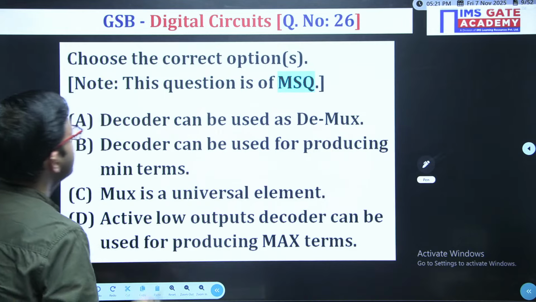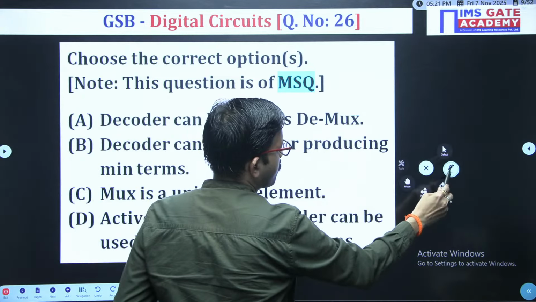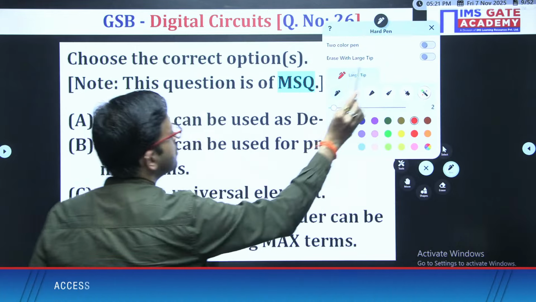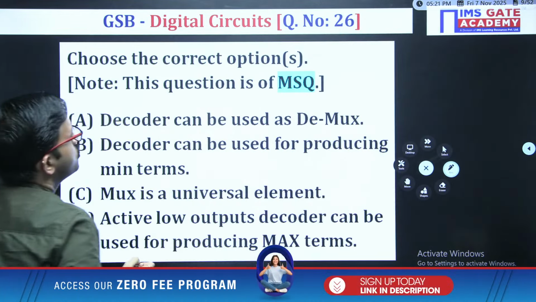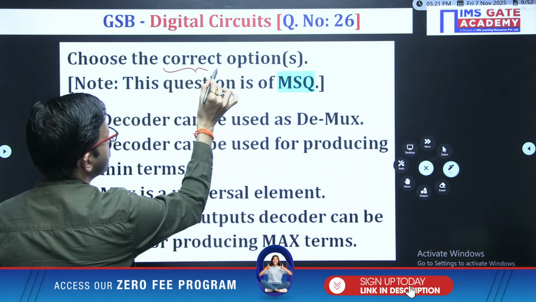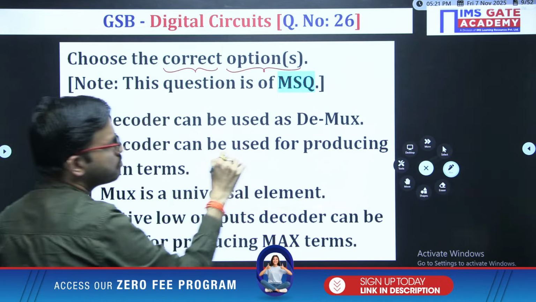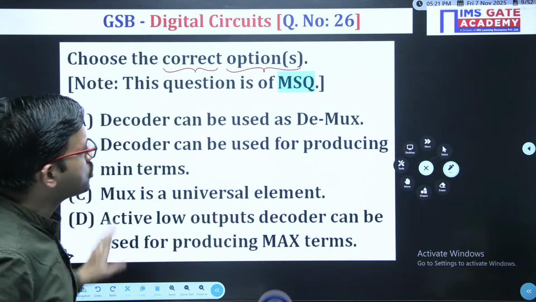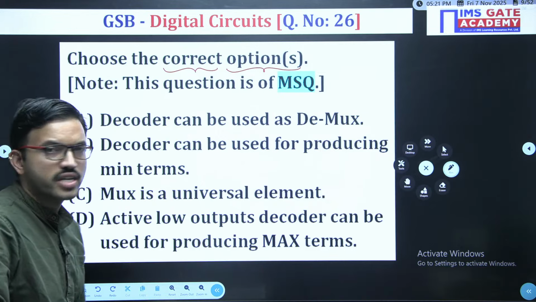Yeah, just observe here. Choose the correct option or options. Either a single option or more than one option can be correct. So you have to choose accordingly the respective correct options.